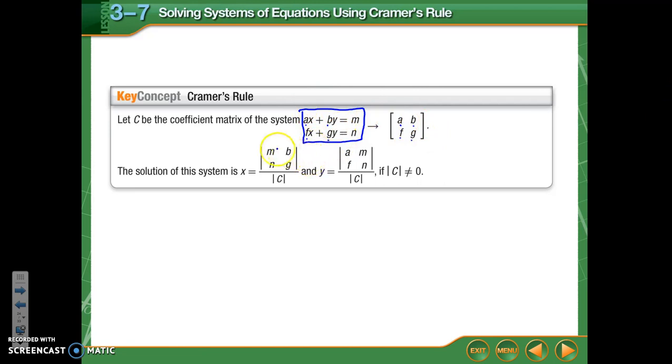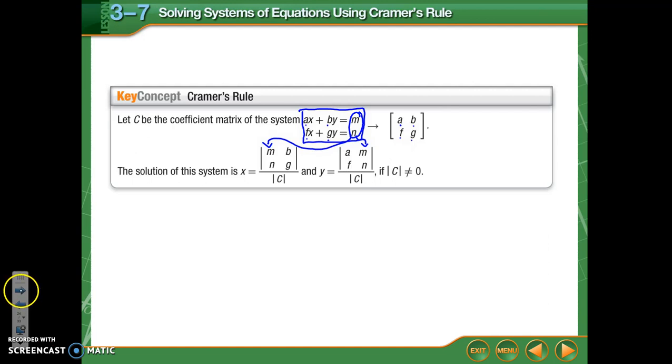To find the solution of this system, I take the determinant of this matrix, M, N, B, G. So notice the M and the N are the constants from here, so they replace the x column and the y column stays the same. And I do that divided by the determinant of the coefficient matrix. Then over here, to find y, I leave my x column the same, A and F, and I replace the y column with M and N. Find the determinant, divide by the determinant of the coefficient matrix, and that will give me my ordered pair.